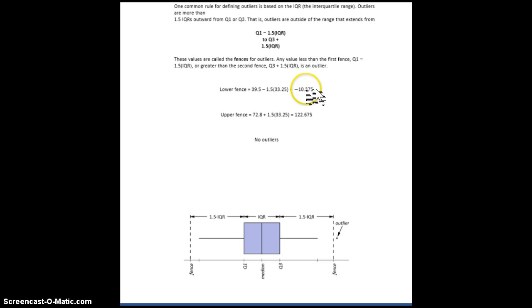So in our case, the lower fence is negative 10.375. The upper fence is 122.675. If there are any outliers, they will either be less than the negative 10 here or bigger than the 122. There are no data values in our case less than minus 10 or bigger than 122. So you don't have to have outliers.